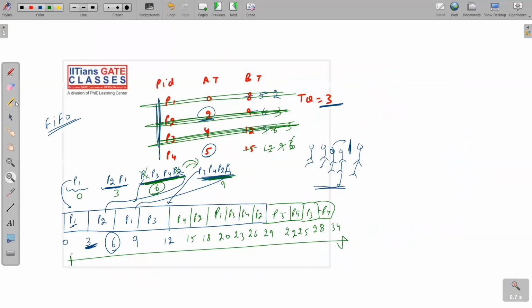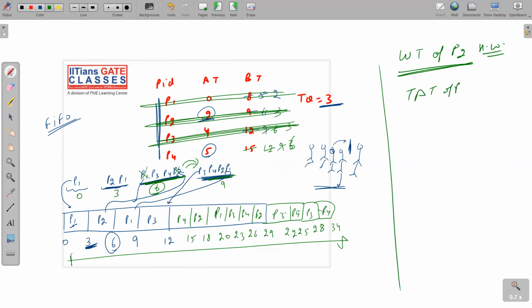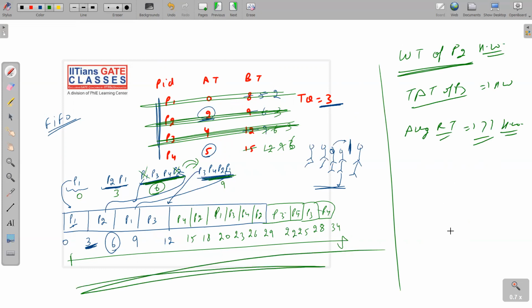Okay, so I think I should not waste time here asking questions like waiting time of P2. It's your homework. You can do it yourself. Waiting time of P2, you can do it. Okay, turnaround time of P3, you can find out. Okay, and then average response time, you will find out, and so on. All these questions are now homework, because you just have to apply formula and get the answer. Once Gantt chart has been prepared, everything is over.